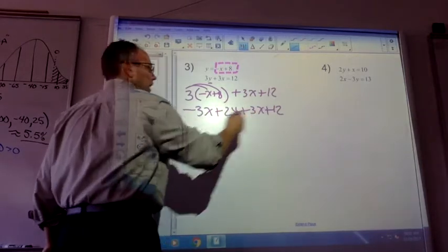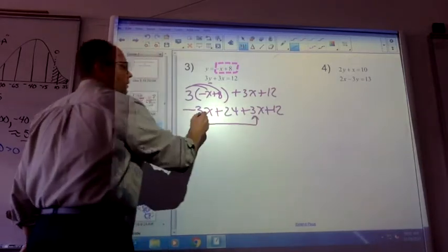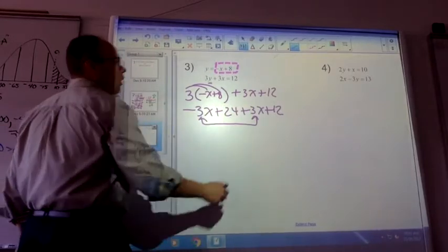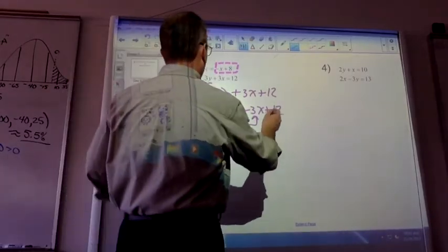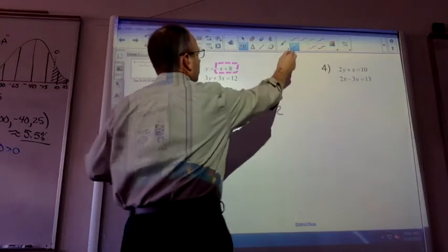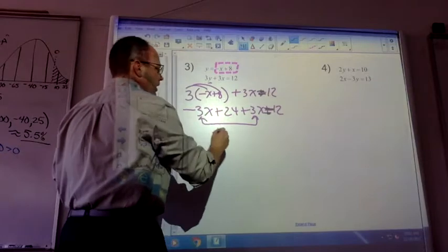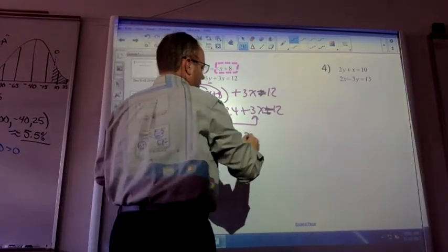Negative 3x and 3x. What happens to the negative 3x and 3x? They cancel each other out. Is it equals 12? Did I goof up? Oh, shoot, that should be an equal sign right here, right? So I wind up with 24 is equal to 12.